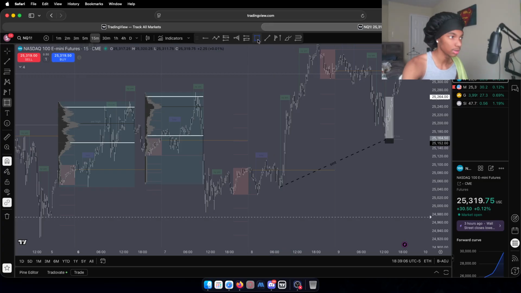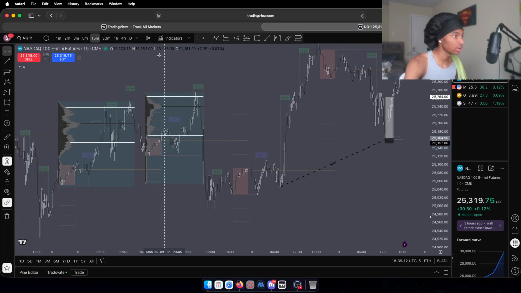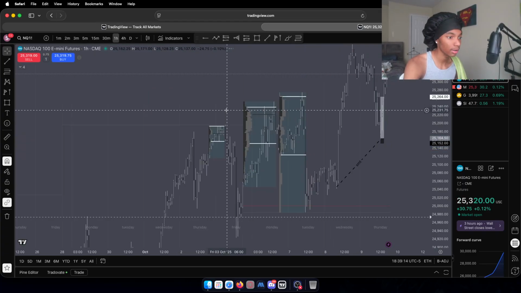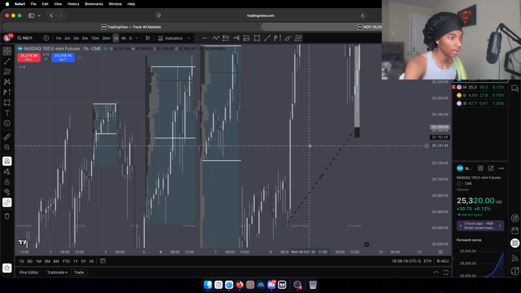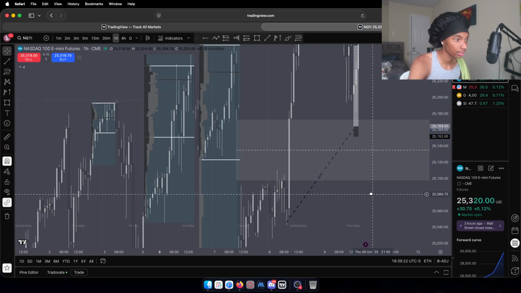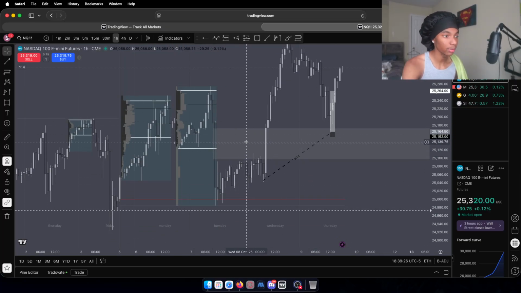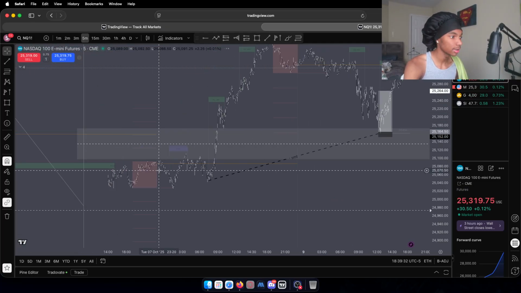Another thing we have right here is this balanced price range, or this inverse fair value gap, whatever you would like to call it. If we go to the 1 hour time frame, you can see it a lot stronger right here. You've got this 1 hour fair value gap, and you can see we ended up breaking through this area with speed. So I knew this was going to be a good range anyway, but if we go to the 5 minute, you can see it even more.